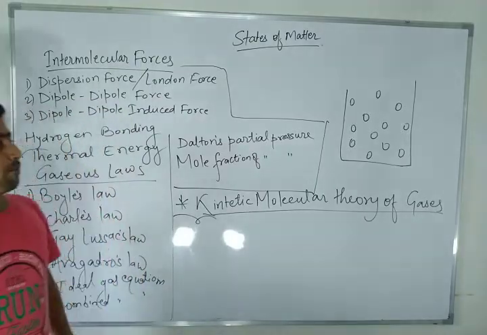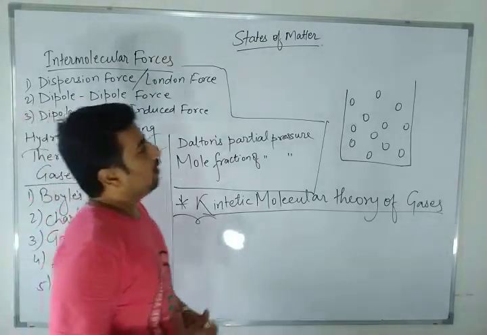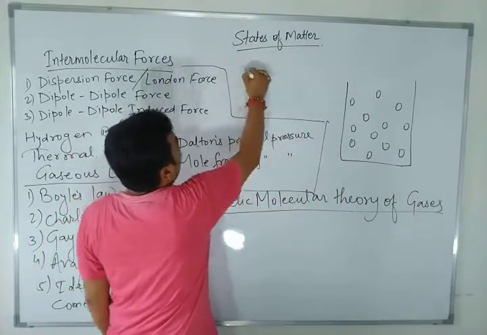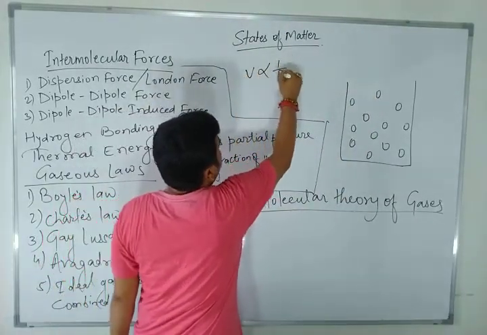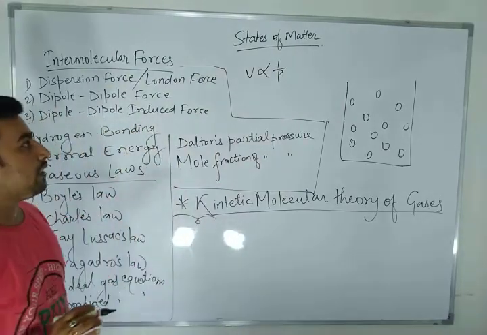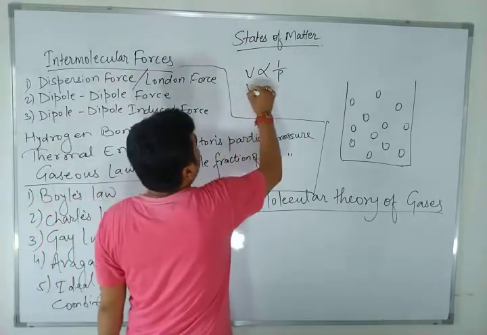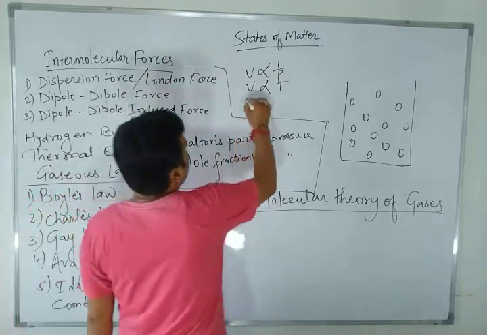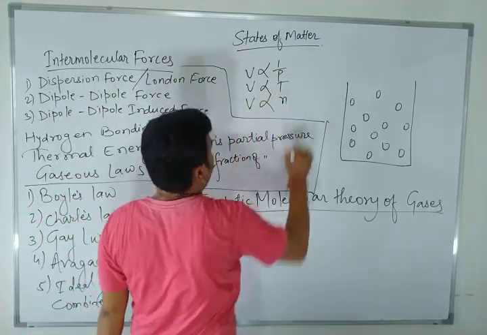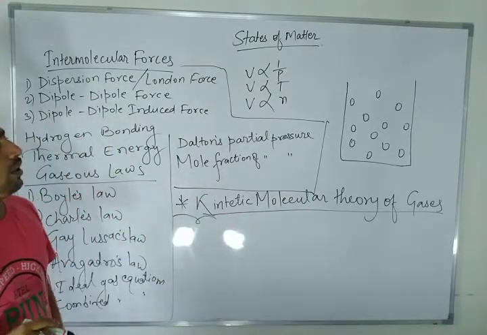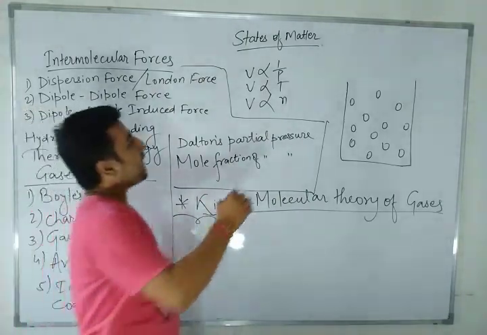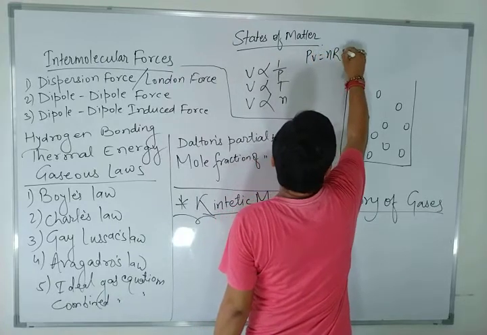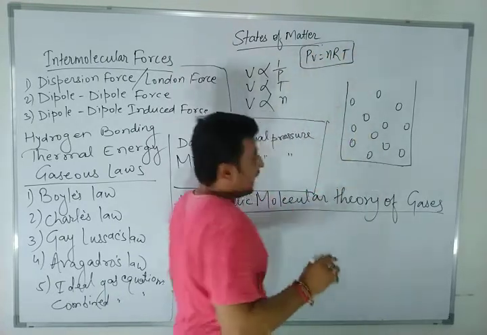First of all, tell me, as I have told you, volume is inversely proportional to pressure according to Boyle's law. Volume is directly proportional to temperature according to Charles' law. Volume is directly proportional to the number of moles according to Avogadro's law. So according to this we have got the ideal gas equation, PV = nRT. This was our ideal gas equation.